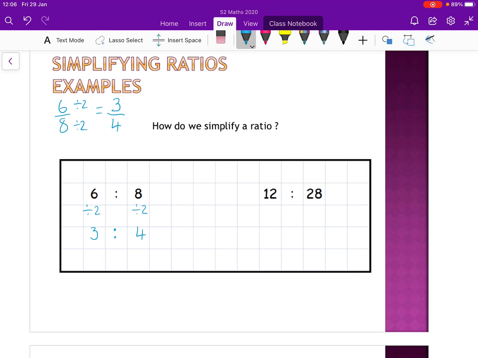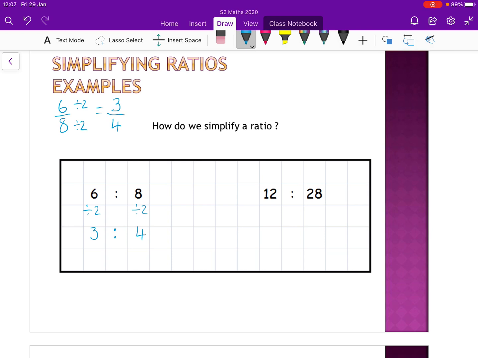Next one is 12 to 28. So we're looking for the biggest times table that has 12 and 28 as an answer. Or what's the biggest number I can divide both 12 and 28 by. Hopefully some people have got it. However, if you're not too sure, what you can do is you can start small and then double check to see if you can simplify further.